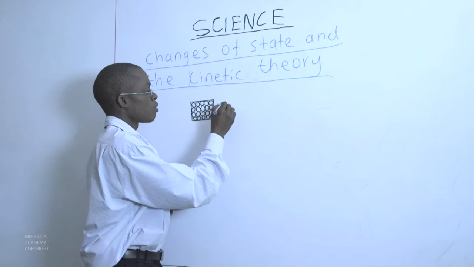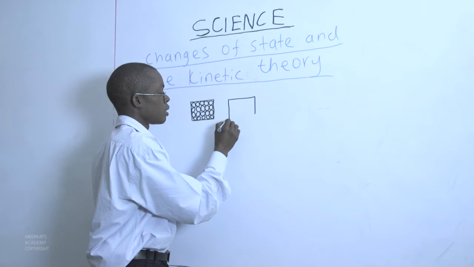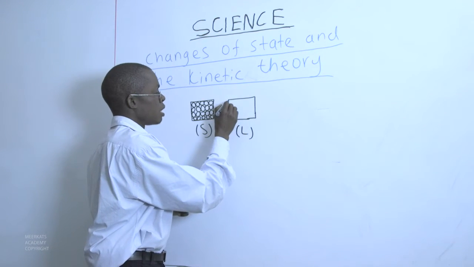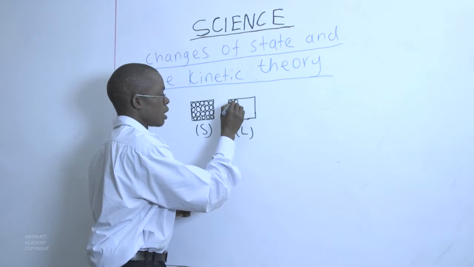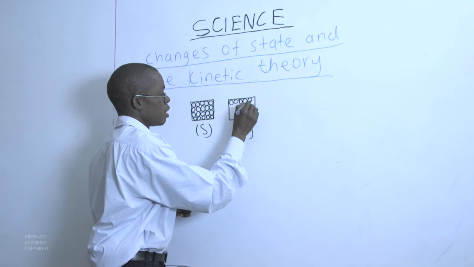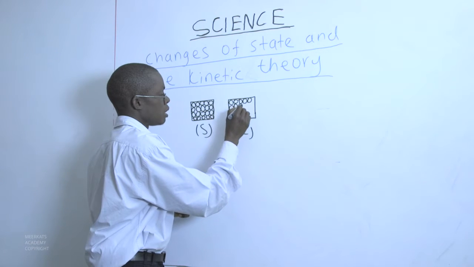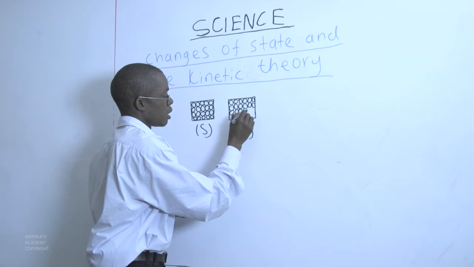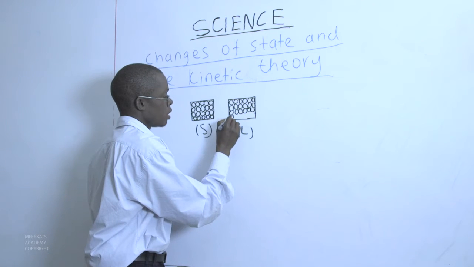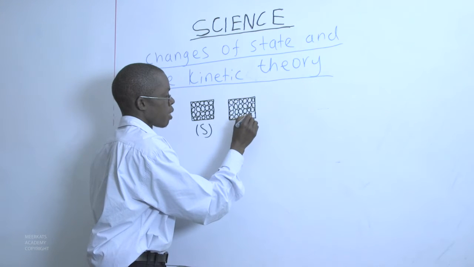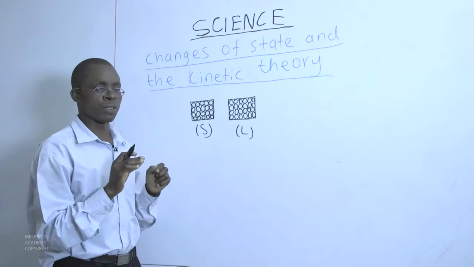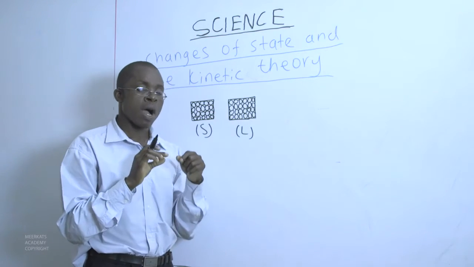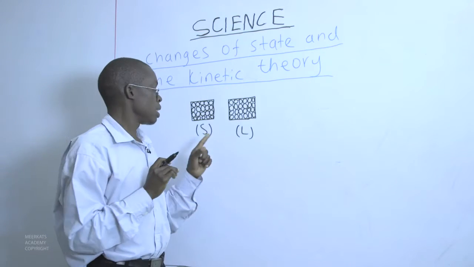We also need to understand that the other state of matter is liquids. In a liquid state, the particles are close together, but not as close as in the solid state. As you can see, yes, they are close, but not as much as in a solid. And because of this, the particles in a liquid state have slightly more energy than in a solid state.